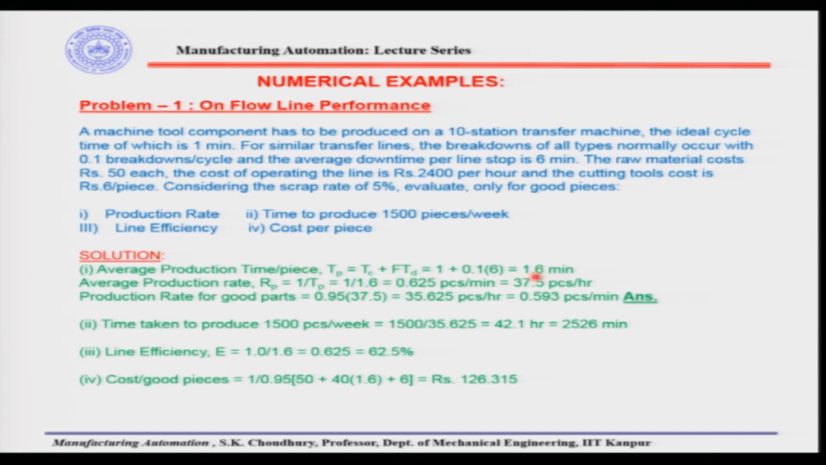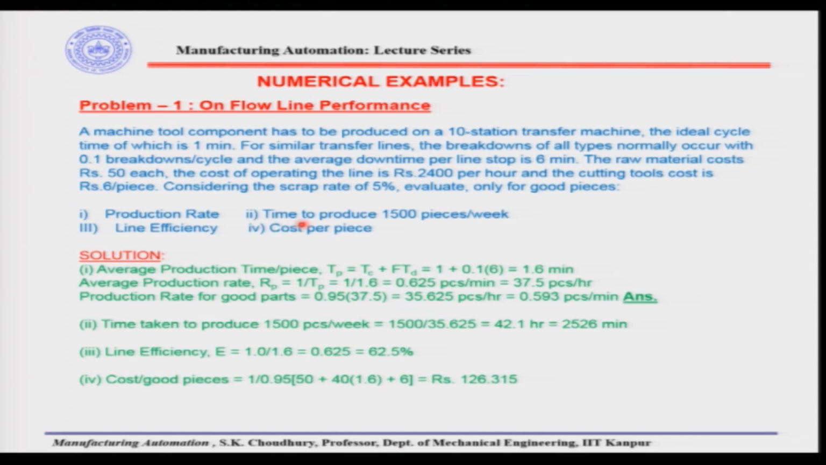Once we find that, we can find the average production rate, which is 1 upon this time, and this will be 1 upon 1.6, which is 0.625 pieces per minute, or 37.5 pieces per hour if we multiply by 60. Production rate of good parts: because we have said that the scrap rate is 5%, the production rate of good parts will be 0.95 into this 37.5 pieces per hour. So, actually what we will be getting is 35.625 pieces per hour. These are the good pieces.